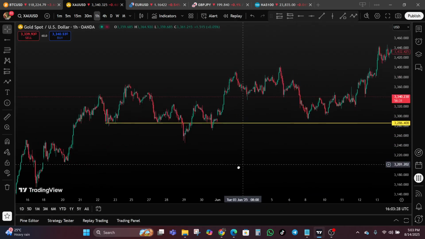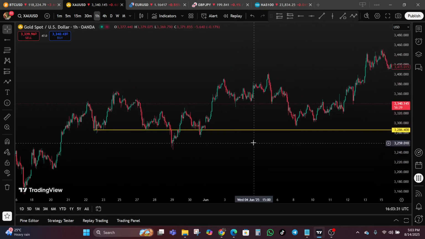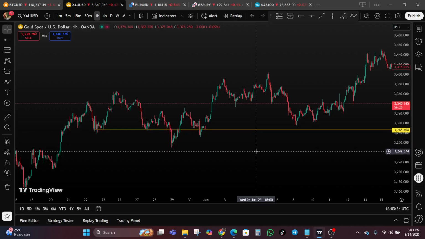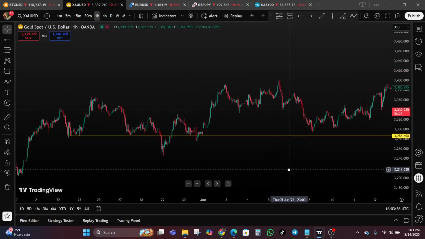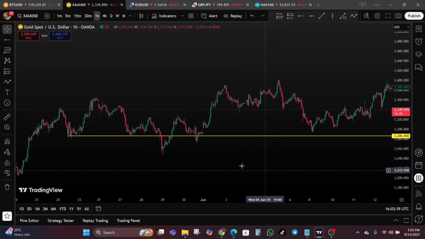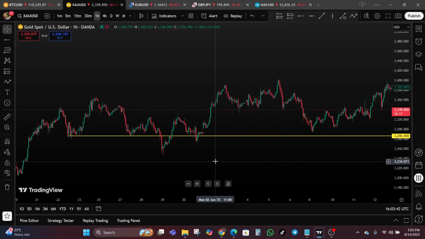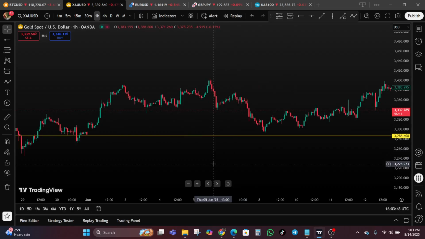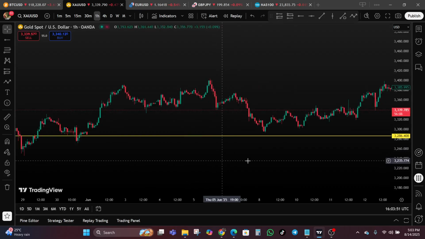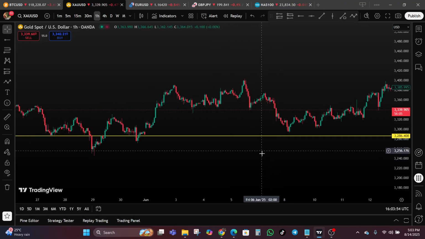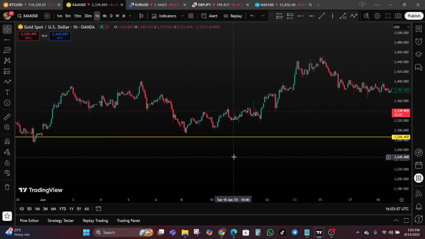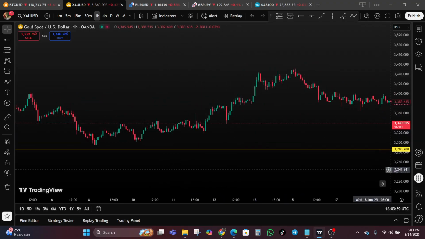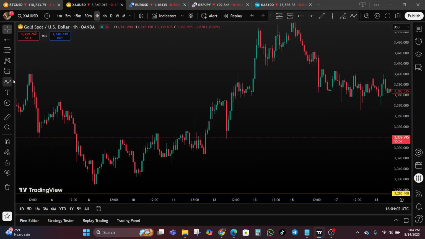Another critical element is imbalance or fair value gaps. These are areas on the chart where price moves so quickly in one direction that it leaves little or no trading in between. So price often returns to these gaps to rebalance before continuing the trend. Combining these imbalances with order blocks and break of structure confirmations can significantly improve your trade accuracy. For example, you can see that here we had an imbalance. It's a three candle setup.